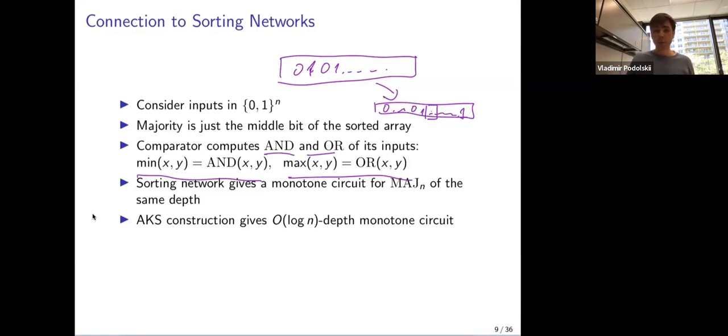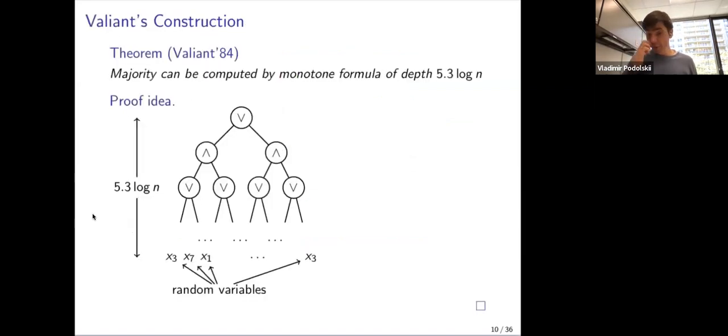What does it mean for the majority? We know that there is a sorting network of logarithmic depth, so it gives us a monotone circuit for majority of logarithmic depth. And this is not the only way to prove that there is a logarithmic depth Boolean circuit for majority. Another proof belongs to Valiant, and I will give you the proof idea. So the proof is the following.